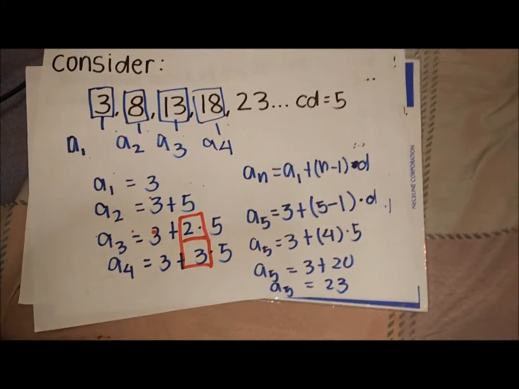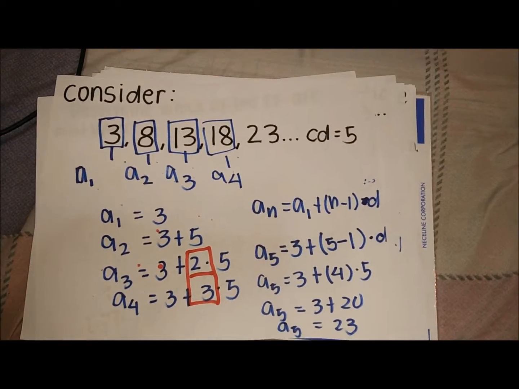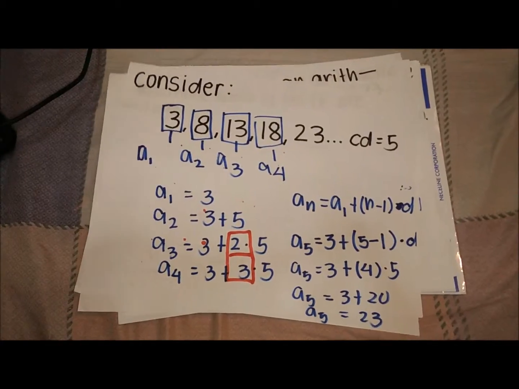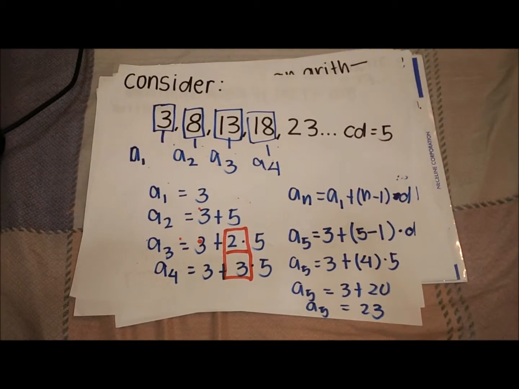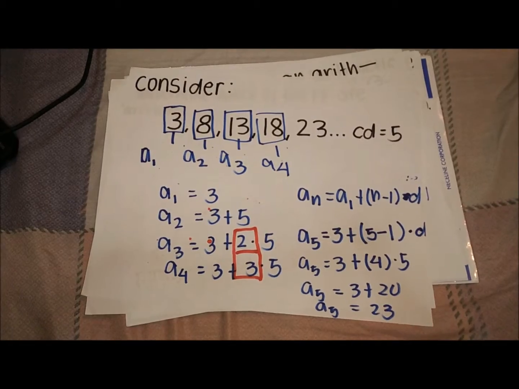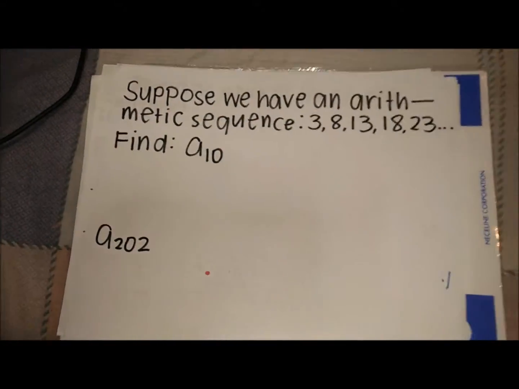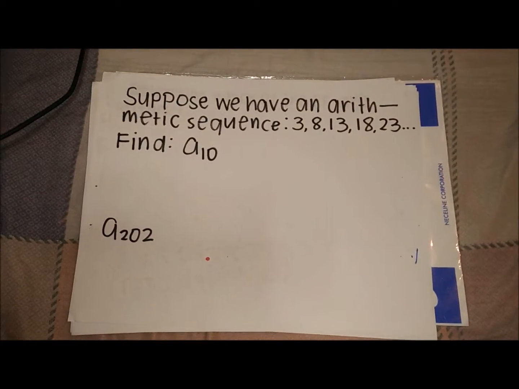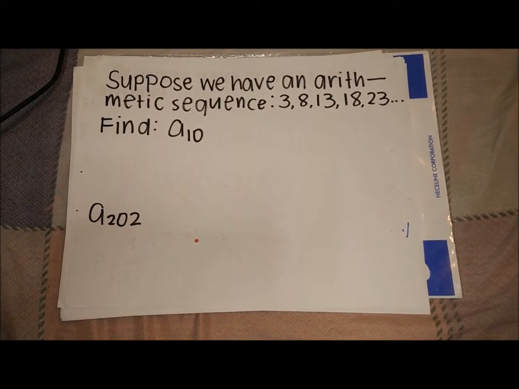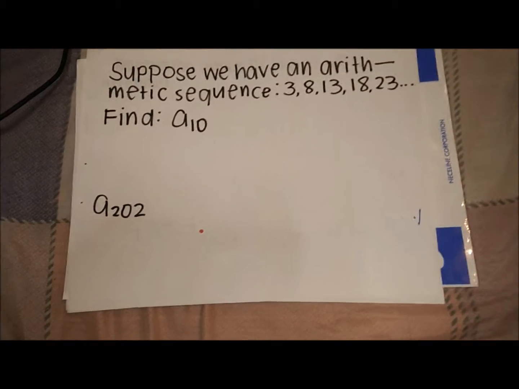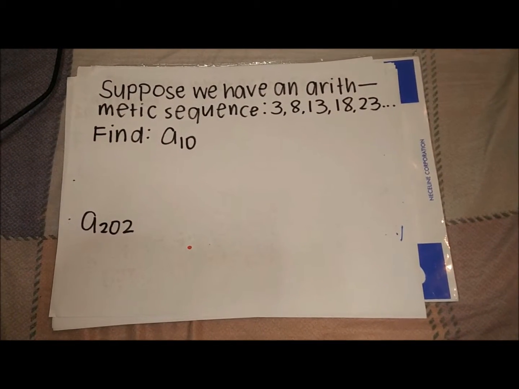So yeah, justifying this, a sub 3, a sub 4, a sub 5 and other a subs can be found using this formula. So let's have another example. Suppose we have an arithmetic sequence 3, 8, 13, 18, 23, just like what I have given a while ago. Okay? So a sub 10, actually it's easy.